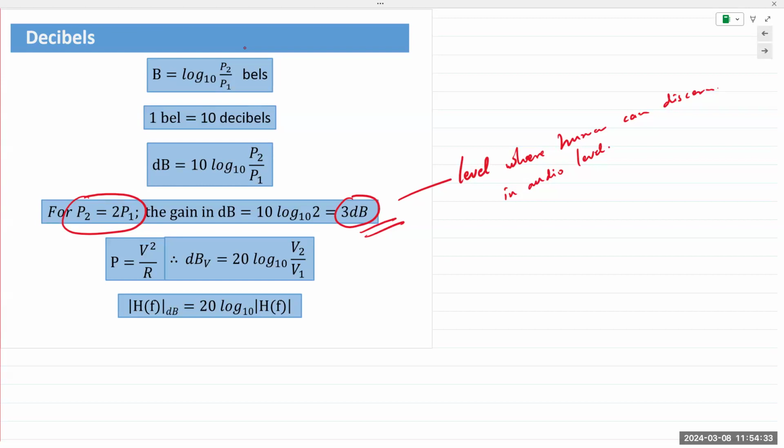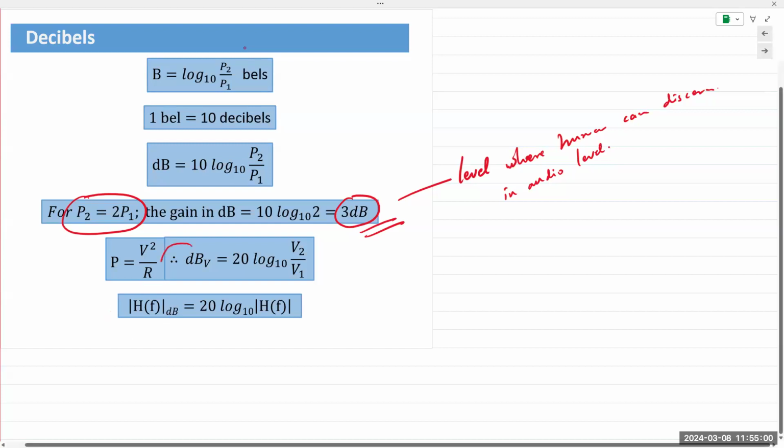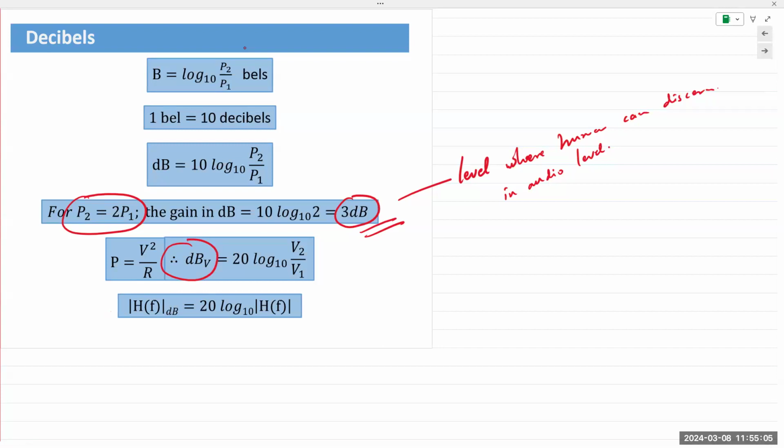But as it pertains to filters, we plot the magnitude of the transfer function versus the frequency. Transfer function is the ratio of voltages, not power. So we wish to plot the transfer function H of f. H of f is the magnitude of V out to V in, right? So we would translate dB for volts or for voltages.